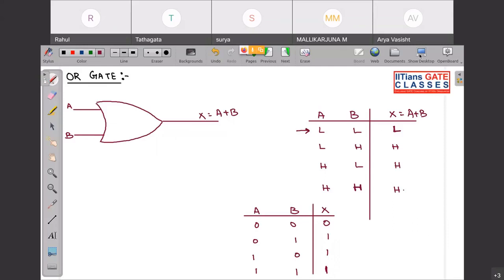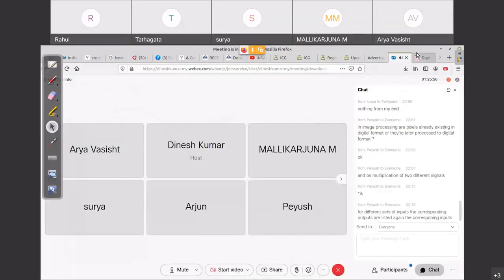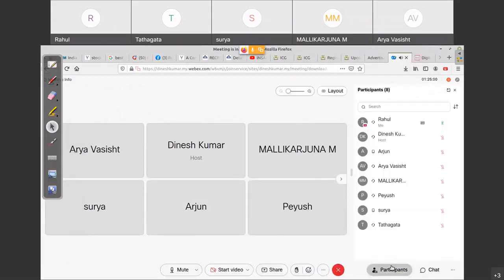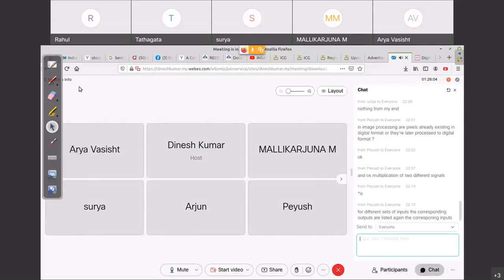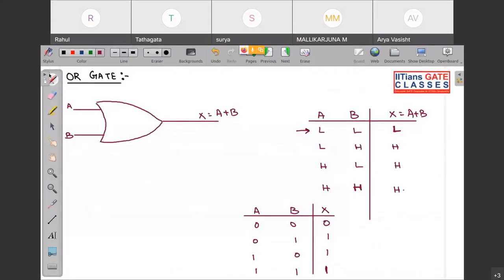Any doubts in this? Any doubts? Anyone want to say something? Are you guys leaving or what? Is the class boring or what? What is happening? Are we understanding everything?